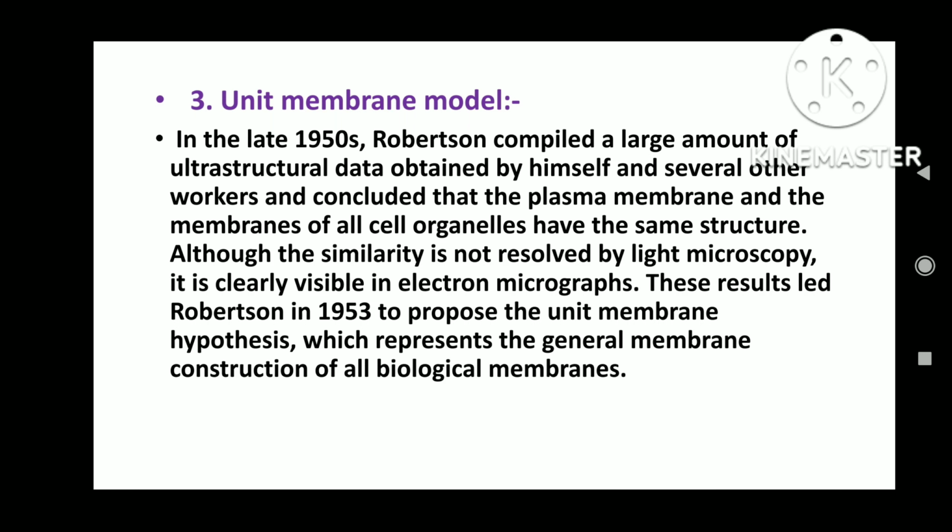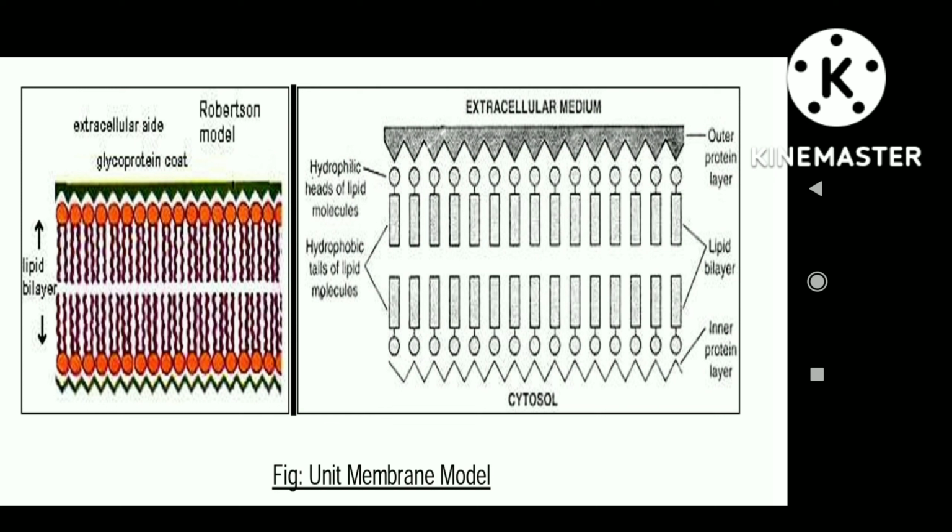The unit membrane model visualizes the cell membrane as a trilamellar structure consisting of two dark osmophilic layers separated by a light osmophilic layer. The physical appearance of this trilamellar model has led to the term unit membrane. The unit membrane concept implies a trilamellar appearance with a bimolecular lipid layer between two protein layers.